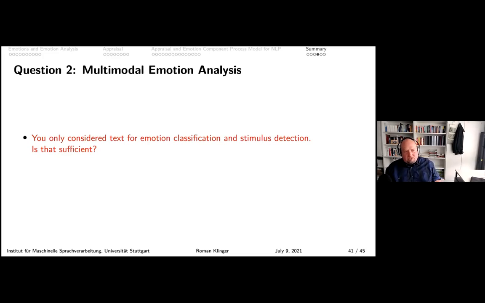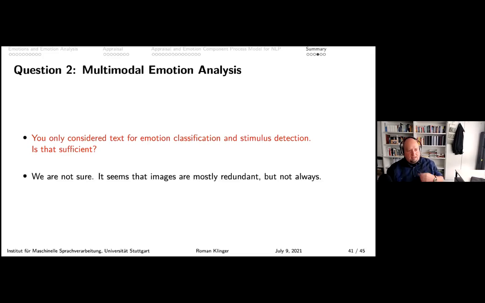Another question that you could ask is, for instance, in social media, is it actually sufficient to look into text? Shouldn't you also look into images, because these are also used to communicate emotions? Currently, we're not really entirely sure. It seems, from some preliminary studies, that images are mostly redundant, but not always. So this is something that we are currently working on, to look a little bit closer into this.